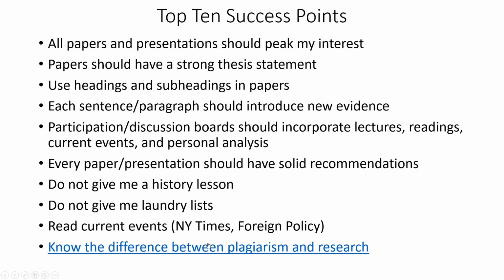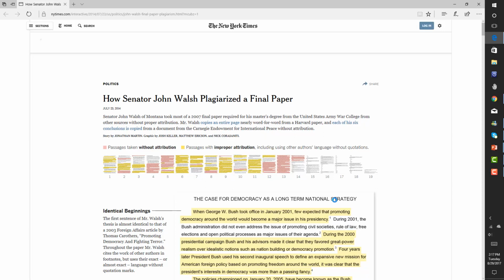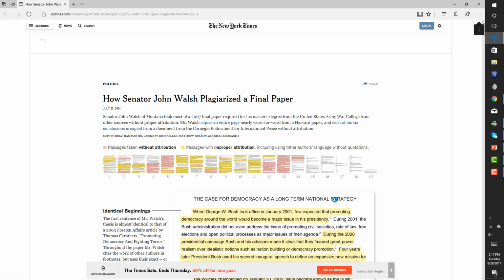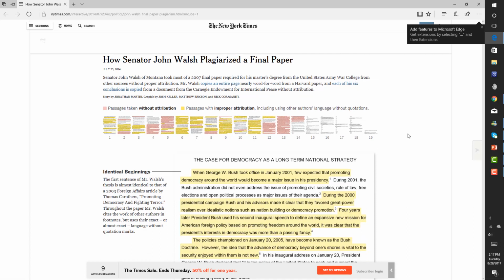And what I'm going to show you here is, let's make sure it comes up here, a case where a student at the Army War College, who would later become a senator, tried to plagiarize, or really didn't know the difference between plagiarism and analysis. So what this is, he was graduating from the War College, he would later become a senator, and he handed in his thesis, and it turns out a good portion of his thesis was plagiarized.